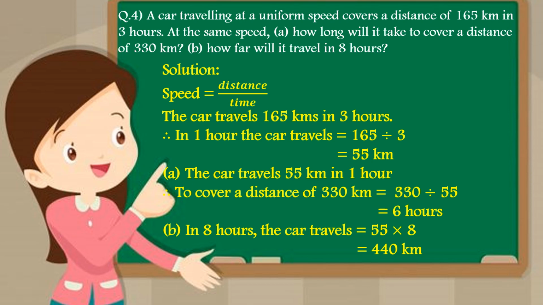A car traveling at a uniform speed covers a distance of 165 km in 3 hours. That means a car is moving at a particular speed covering a distance of 165 kilometers in how many hours? In 3 hours. Okay. So with the same speed, how long will it take to cover a distance of 330 km is the first question. Second, how far? Now we are going to find the distance that it covers in 8 hours. First we will find the hours. In second we will find the kilometer.